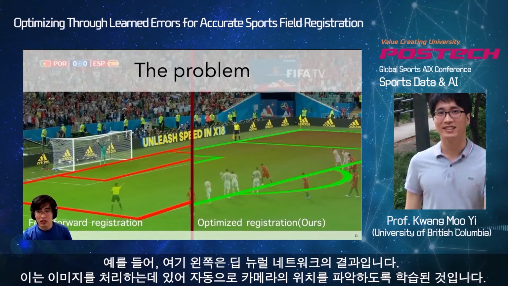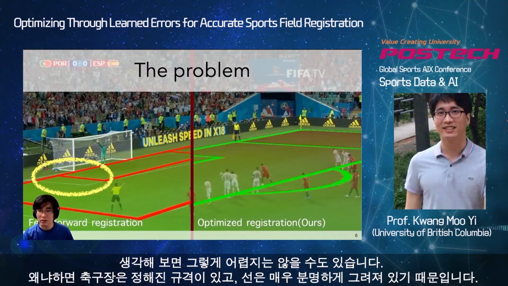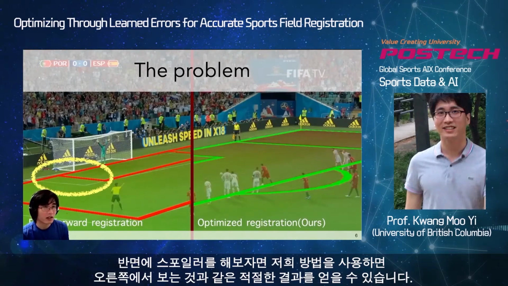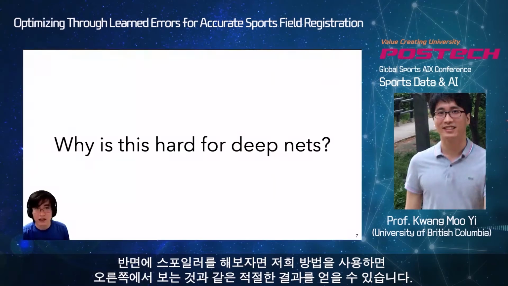For example, you see on the left here the results from a deep neural network trained to localize the camera with respect to the image by just looking at the image. It shouldn't be too hard if you think about it, because soccer fields have a lot of standards, and it's also very obviously shaped in terms of lines. But in fact, it's not. As you see on the circle right over here, the alignment is quite bad. Whereas, sort of a spoiler, if you do this properly with our method, you can get the results you see on the right.